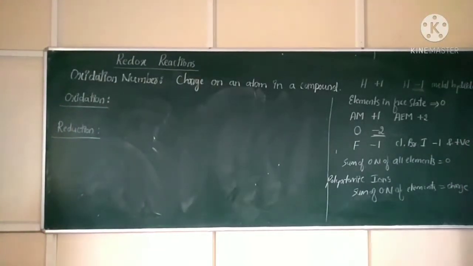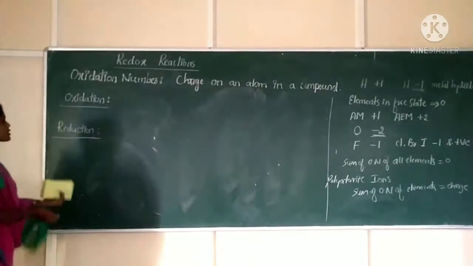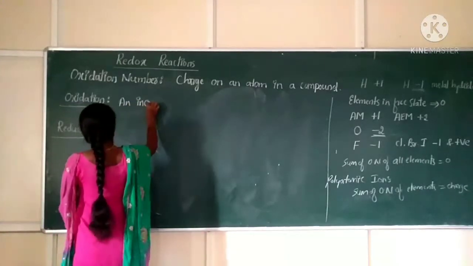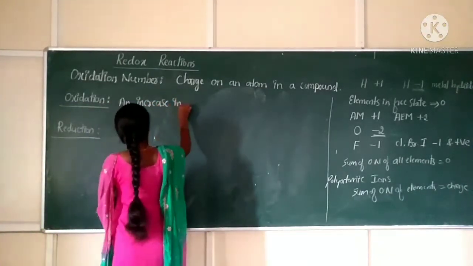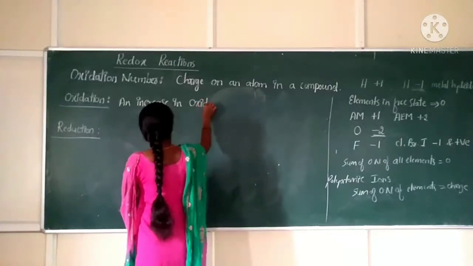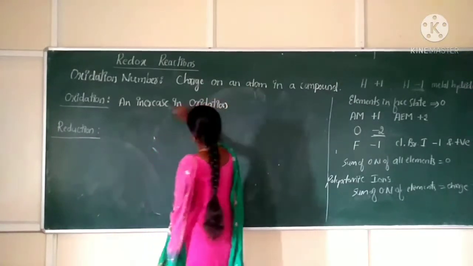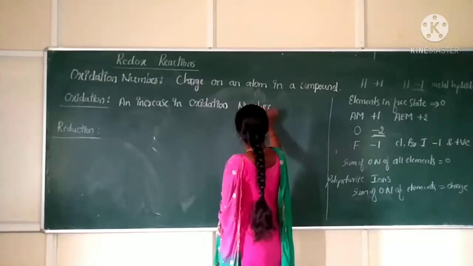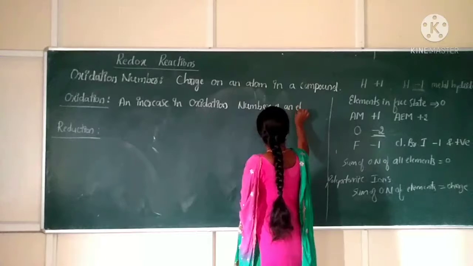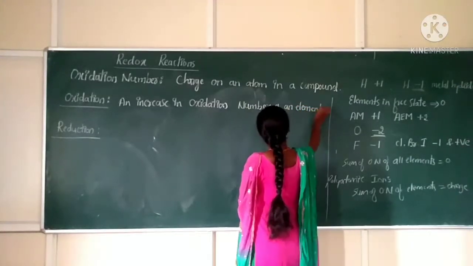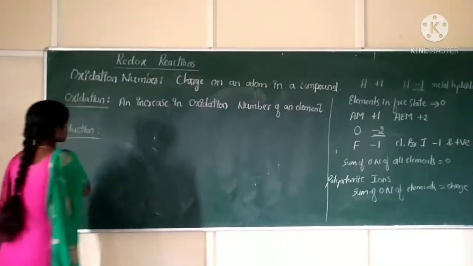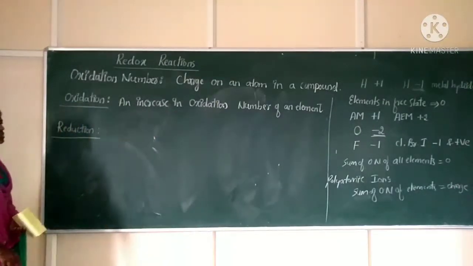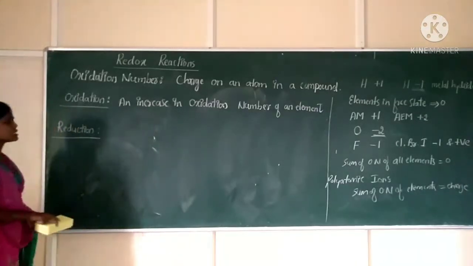Next, first, what is oxidation? Oxidation means an increasing oxidation number of an element or a substance. What is oxidation? An increase in oxidation number of an element can be called oxidation.